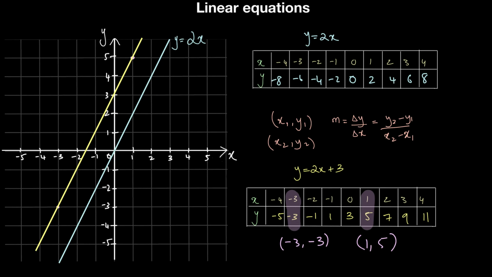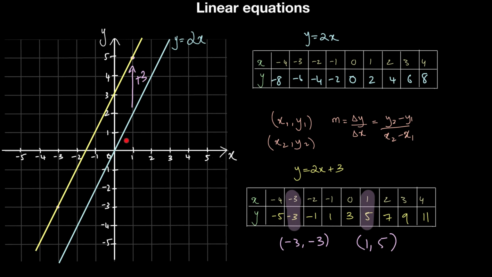However, what I have done is that now when x was 0 initially, y was also equal to 0. Now when x is 0, y is 3. When x was 1, y was 2. When x is 1 now, y is 5. So these two graphs both have the same slope. But what I've done is I've simply shifted the graph upwards by 3 units.